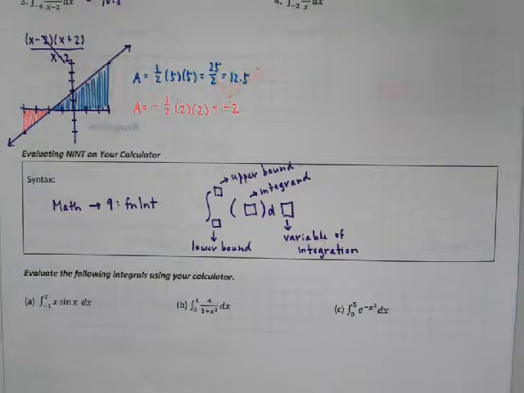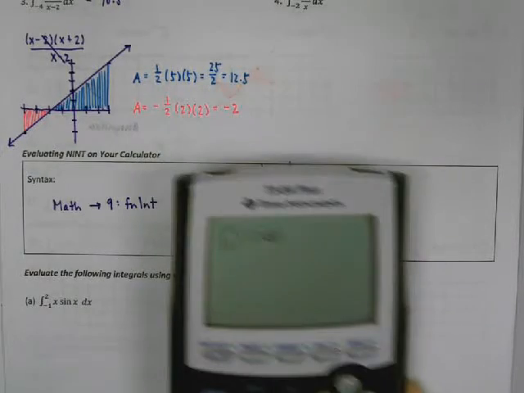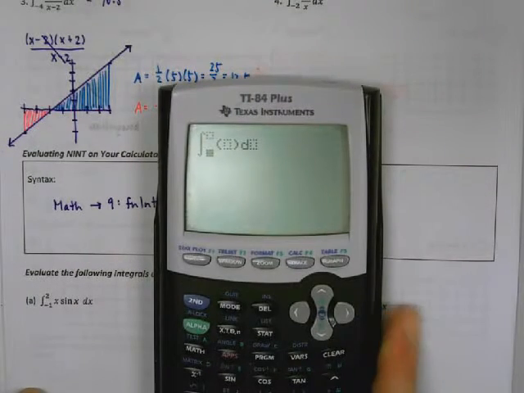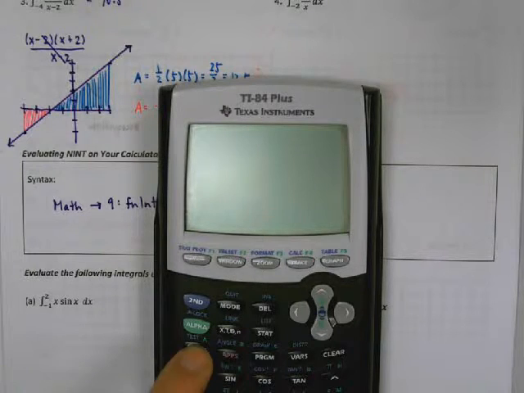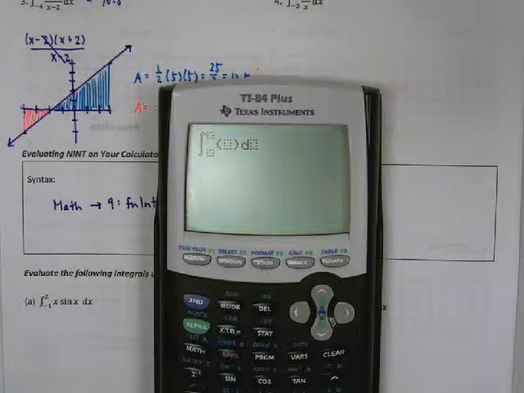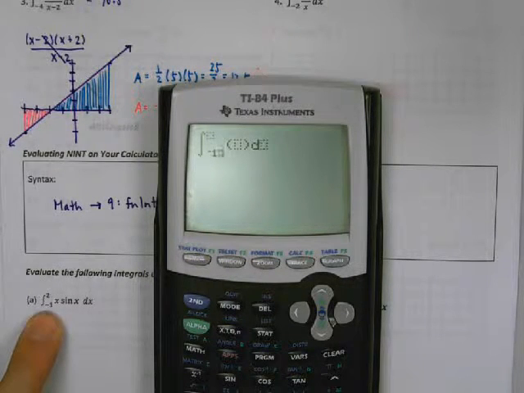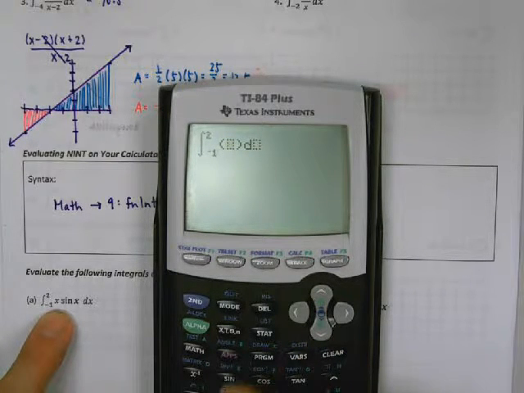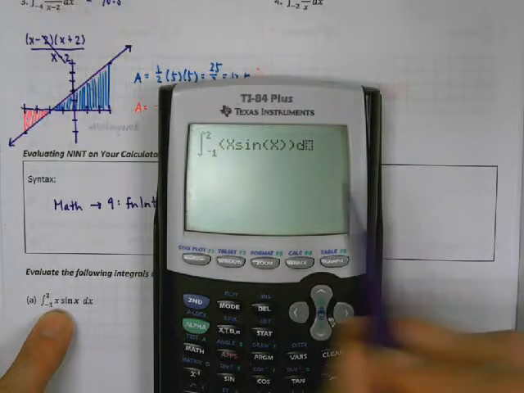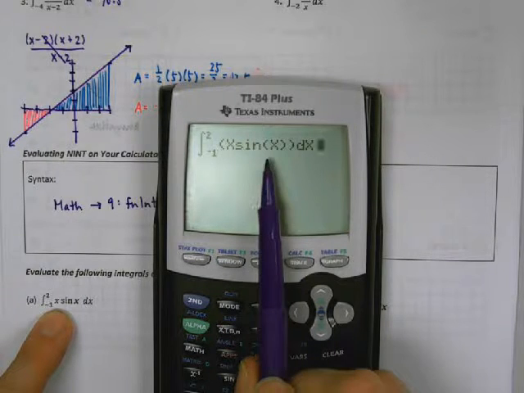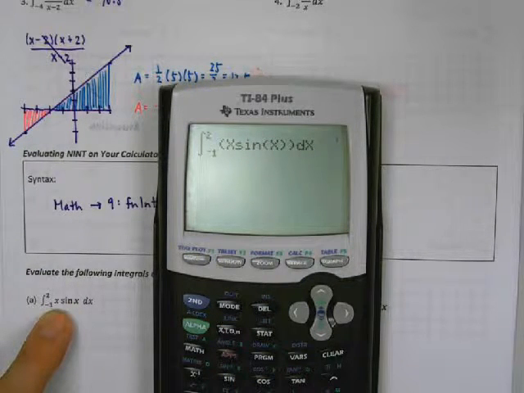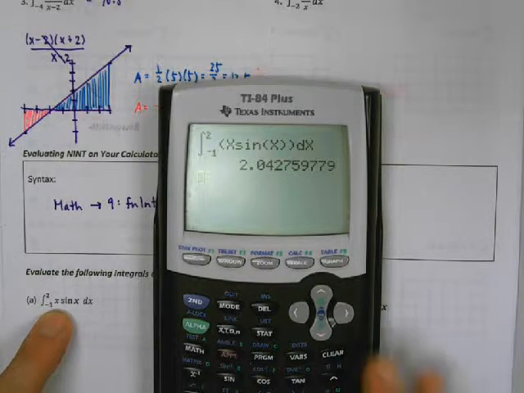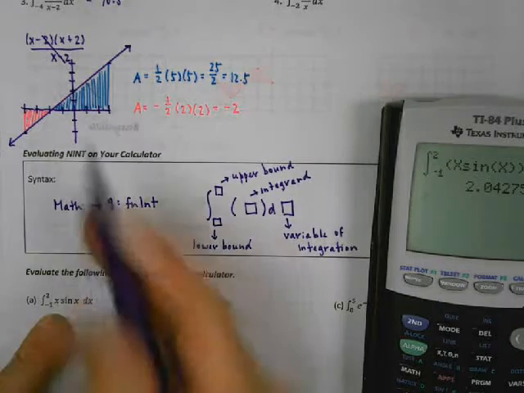We'll just do a couple quick examples to see how this works. So let's look at part A. So again, I'm just going to clear this. So for review, it's math. I'm going to go to 9, and I get my integration here. So I'm going to do -1, because that matches my lower bound. Use my arrow key, type in 2. My function is x times the sine of x. And then now my variable of integration is just x. It matches the variable that I put in for my integrand. And when I hit enter, I get approximately 2.043.